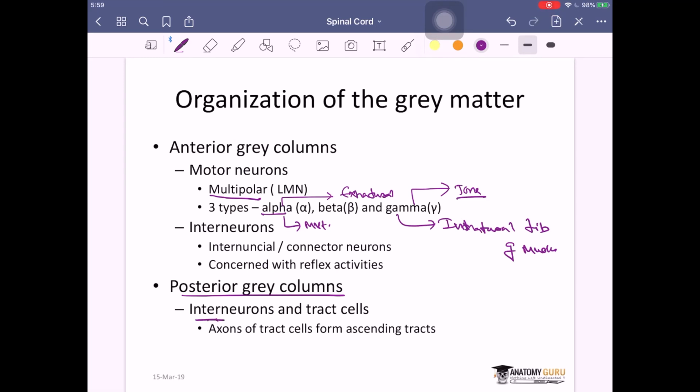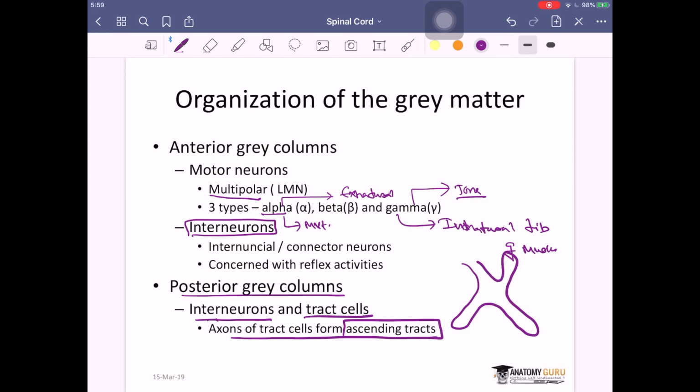Now you also have the posterior gray column, and in there also there are neurons, and there are tract cells. Tract cells are the cells which connect one tract with another tract, and these tract cells are coming from your ascending tracts. So your ascending tracts go up, and the axons of the tract cells are forming here. You also have interneurons. Interneurons are nothing but association neurons which connect.